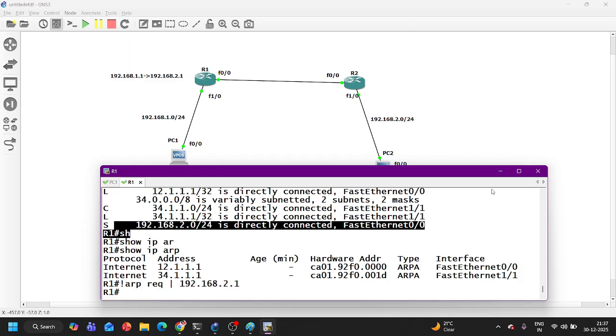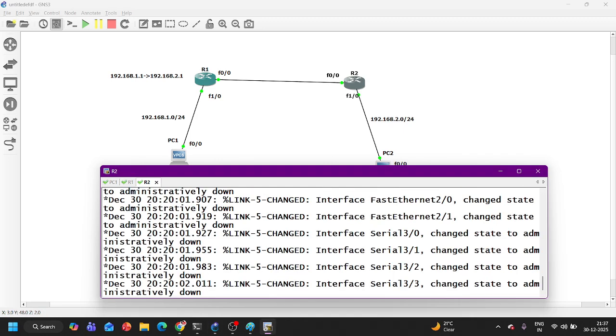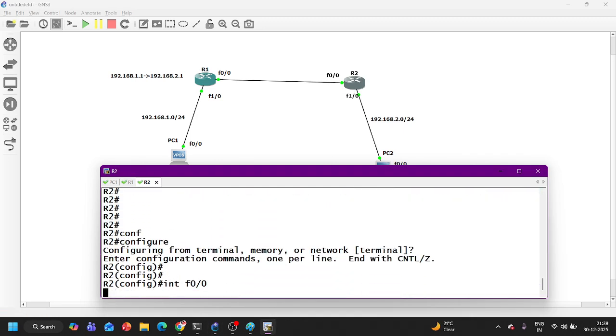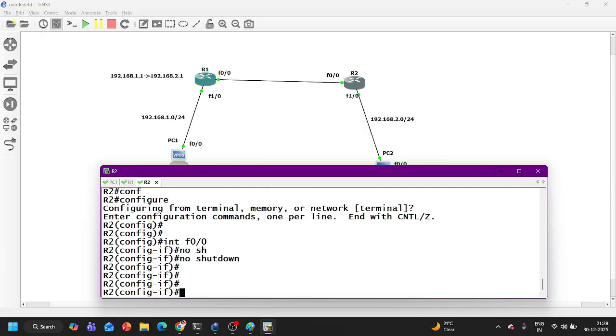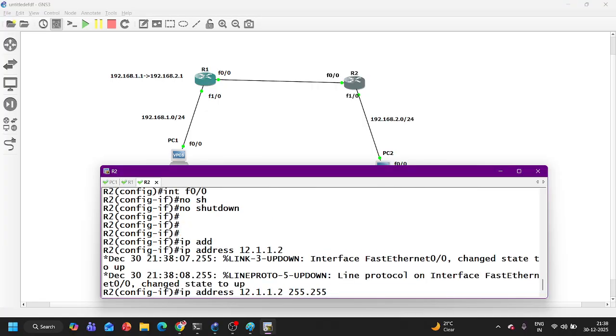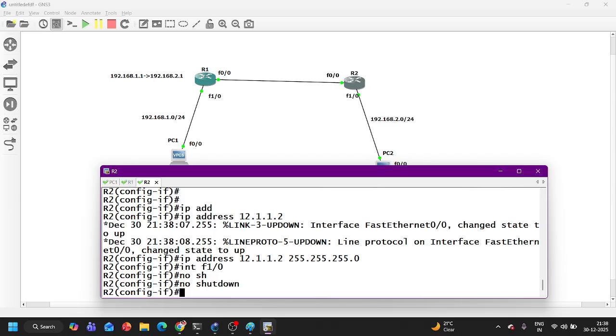So can PC1 ping? Can PC1 ping to PC2? Tell me. Sir, if proxy ARP is enabled in that case, it can. Very good.